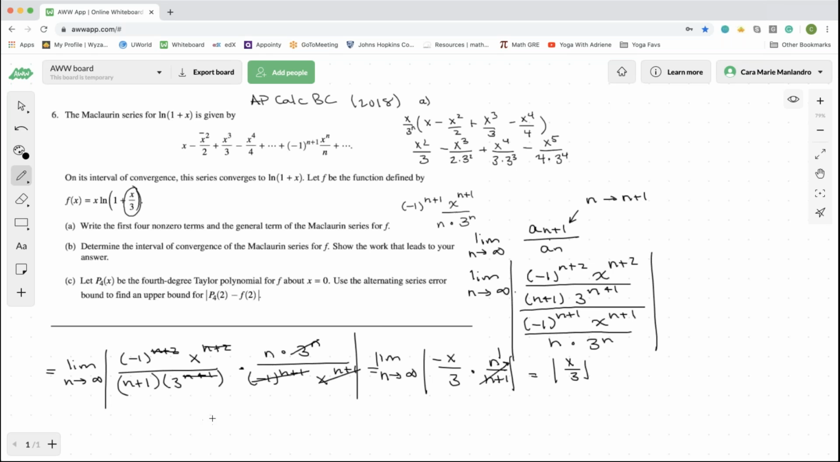All right, and then our interval of convergence is going to be when this thing is less than 1. So x over 3 is less than 1. And if I just multiply through by the 3, I get absolute value of x is less than 3. All right, and that's our interval of convergence. So then our radius of convergence is just half of the length of that, which is 3. All right, so essentially that's it. All right, does anybody have any questions on that approach?